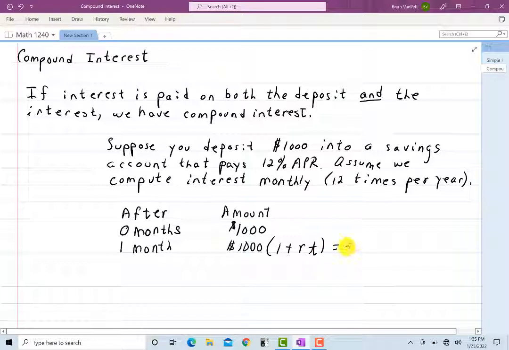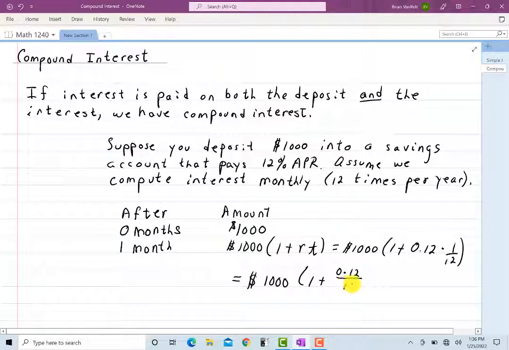This is equal to 1,000 times 1 plus, the R was 0.12 and the T was 1/12 of a year. Let me write this in a form that is more usual to us, and it's the form that the formula will come in anyway, so I might as well write it. So there's my principal amount. I have my rate up there, and then down there I have the number of months, the 12.